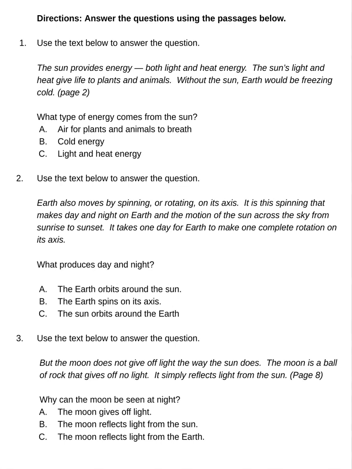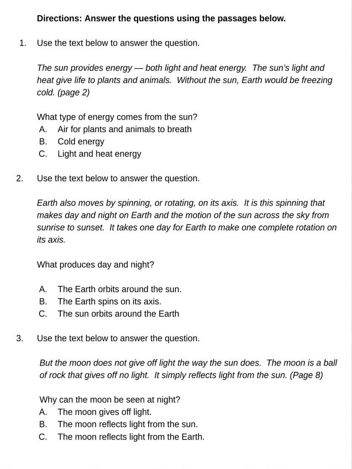Number 1. The sun provides energy, both light and heat energy. The sun's light and heat gives life to plants and animals. Without the sun, Earth would be freezing cold. What type of energy comes from the sun? A. Air for plants and animals to breathe. B. Cold energy. C. Light and heat energy. Circle the correct answer and highlight where you found it in the text above.